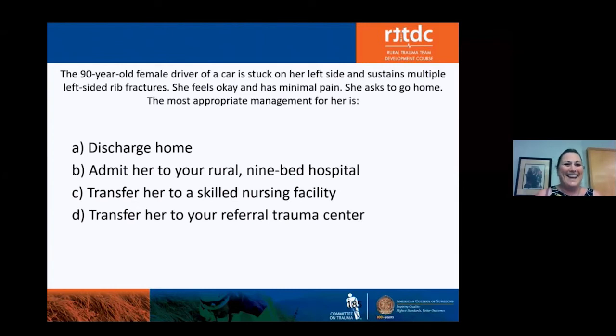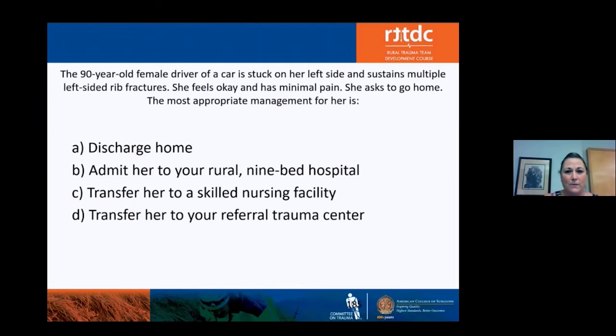Yeah, I got it. A 90-year-old female driver of a car is struck on her left side and sustains multiple left-sided rib fractures. She feels okay and has minimal pain. She asked to go home. The most appropriate management for her is: discharge home, admit her to your rural 9-bed hospital, transfer her to a skilled nursing facility, or transfer her to your referral trauma center.